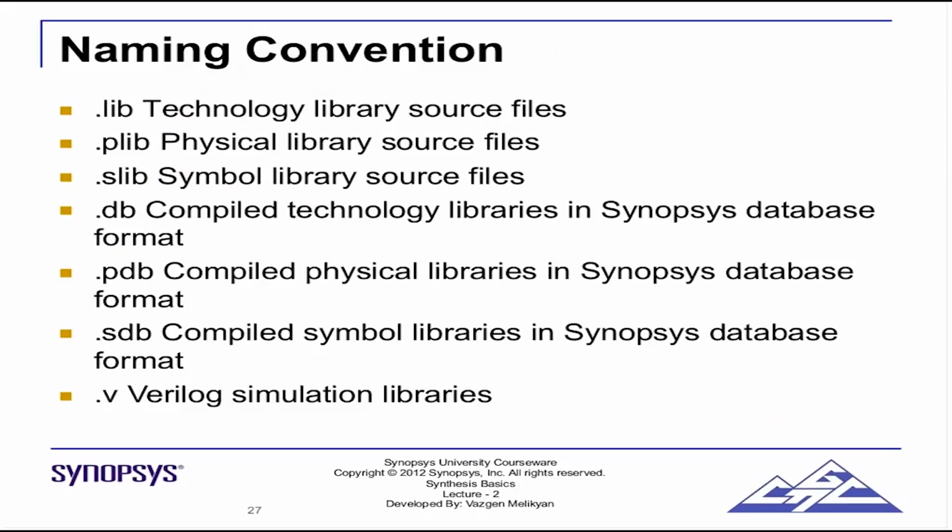Now, there's something called naming convention. It's a global naming convention. When you go to the industry, you will find that everybody is using these naming conventions to make the job easy. So .lib is the short form for Liberty. It's a technology library source file, standard cell source file. .plib is the physical library source file. .flib is the symbol library source file.